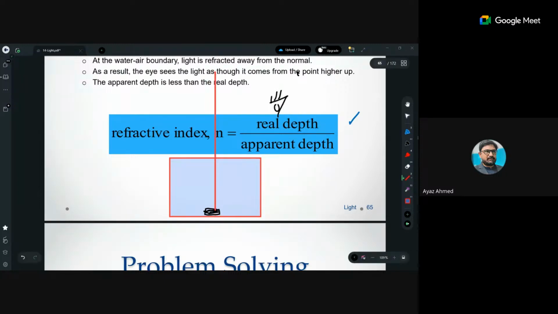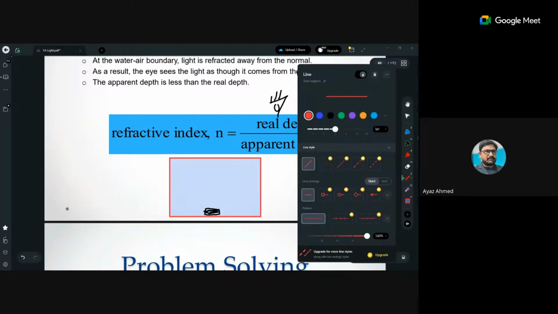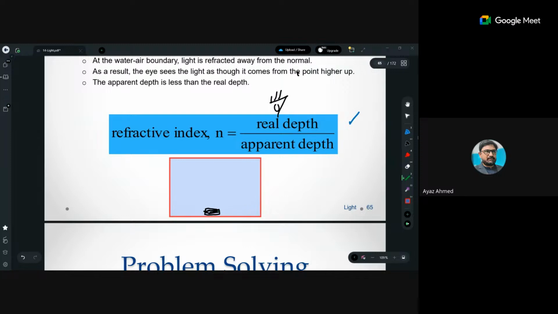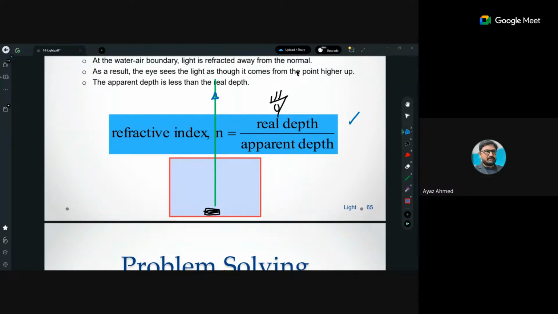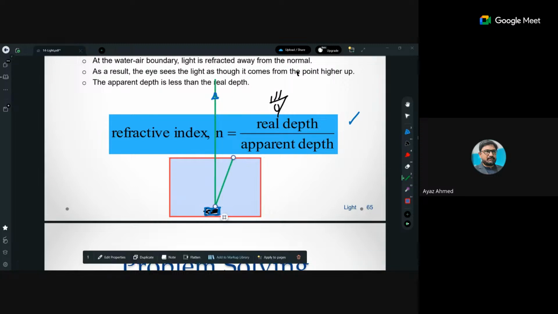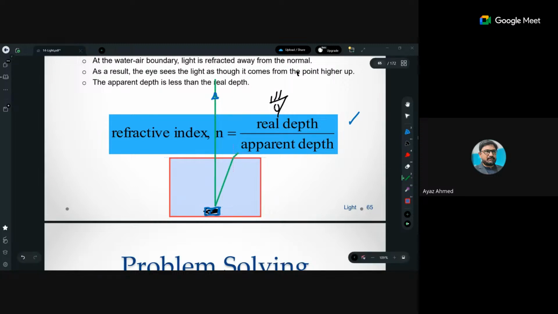The light which is coming out from the coin: one ray will move straight. As I told you, the light which goes perpendicular to the surface, which has 0 degree angle of incidence, will not refract, it will not bend. So this light ray will go without bending. This is the first light ray coming out of the water from the coin. The second light ray will be moving towards the eyes.